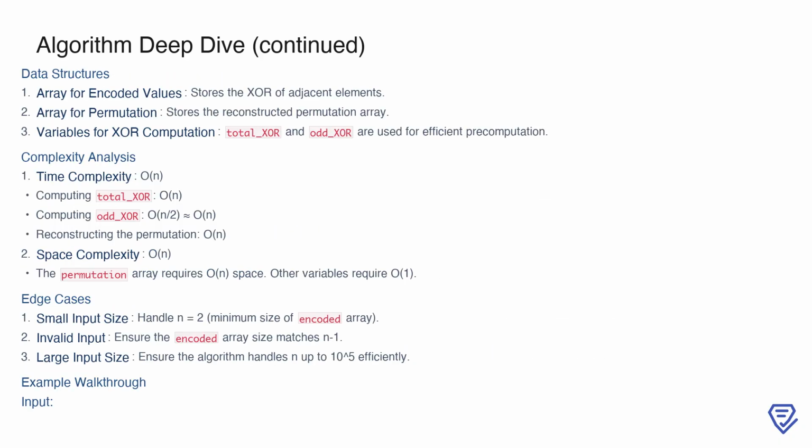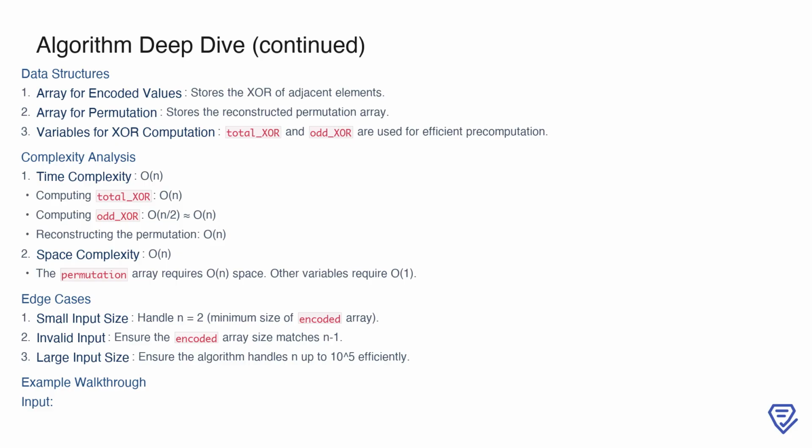To implement this algorithm efficiently, we rely on a few key data structures and variables. The encoded array stores the XOR of adjacent elements, and the permutation array is used to store the reconstructed sequence. Additionally, we use variables like total_XOR and odd_XOR to facilitate quick pre-computations.